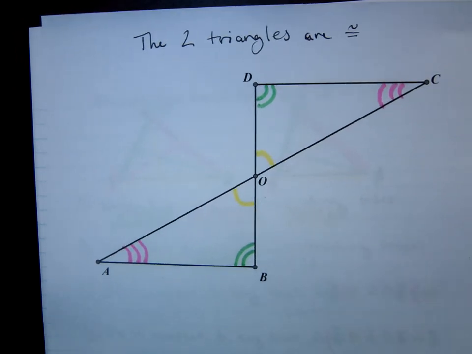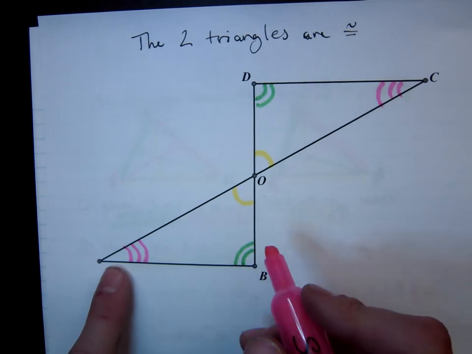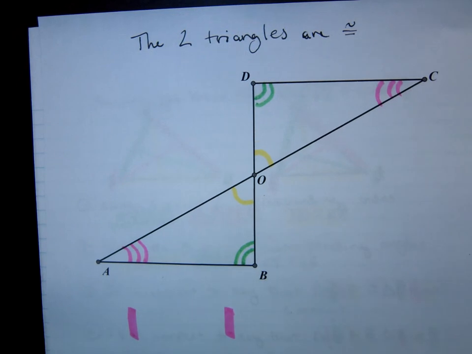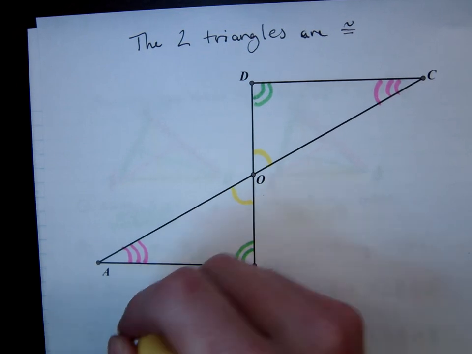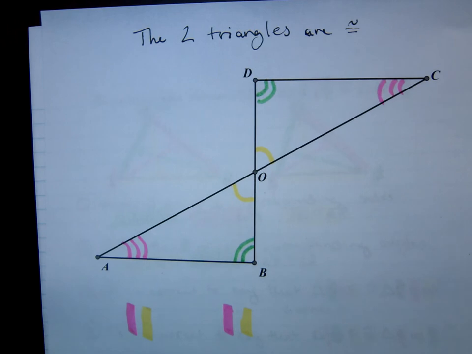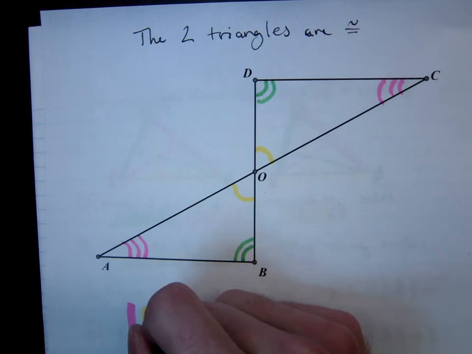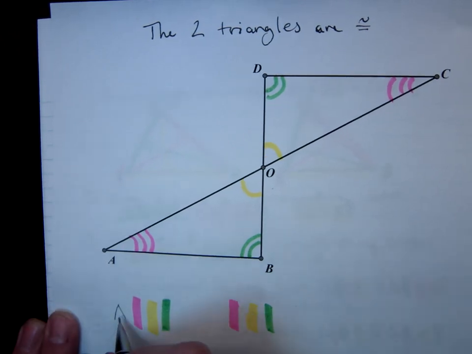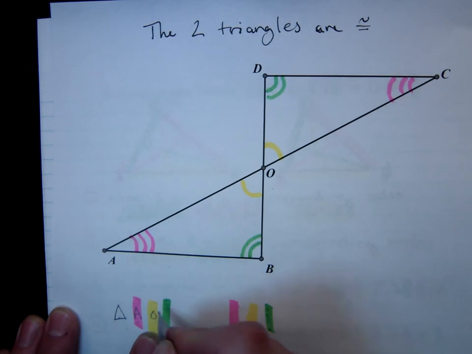Well, now let's say I want to go pink for my first vertex, then I'll do my yellow vertex, and then I'll do my green vertex. Now the order of this doesn't matter as long as it's the same for both. So as long as we go pink, yellow, green, well I know pink corresponds with pink, yellow corresponds with yellow, and green corresponds with green, I'm in good shape. So I have triangle pink, well that's A, yellow is O, and green is B.